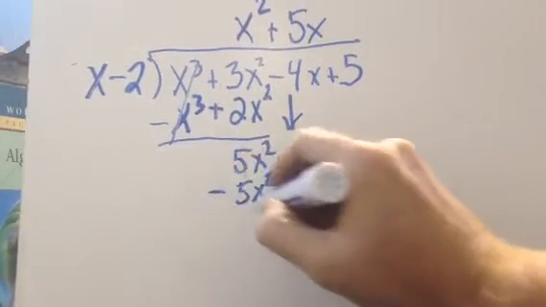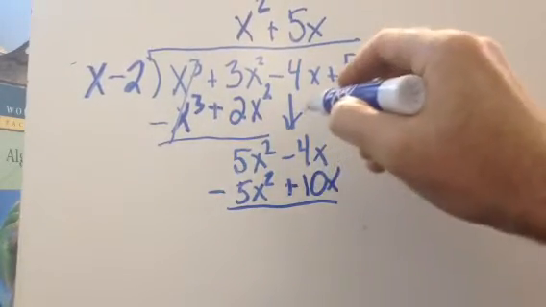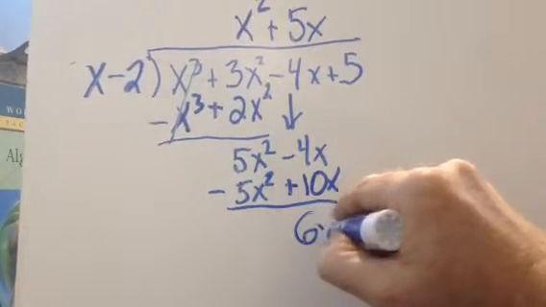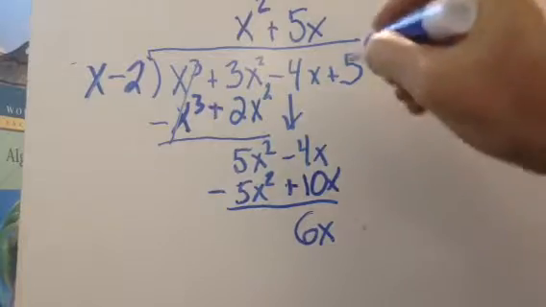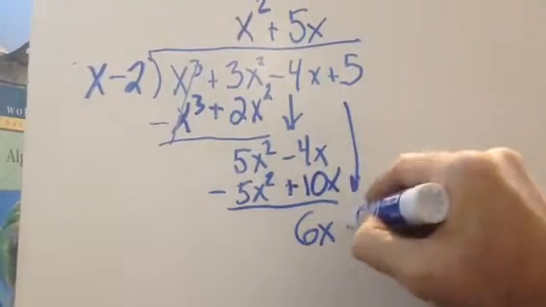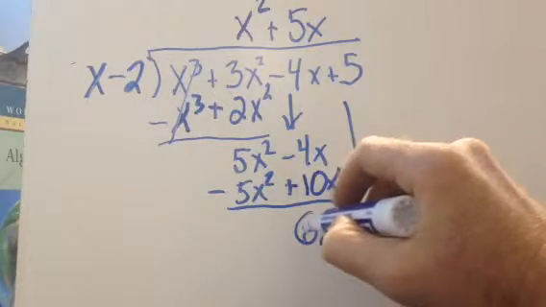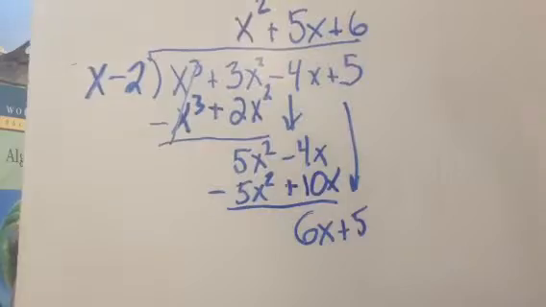I subtract, so I change the signs. And I subtract here, and I end up with a positive 6x. I bring down my 5, so it's plus 5. Divide my 6x by x, and it's plus 6.